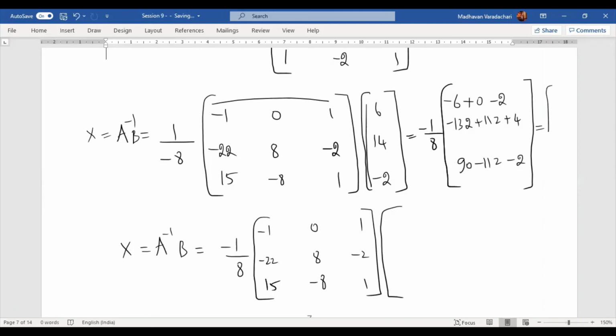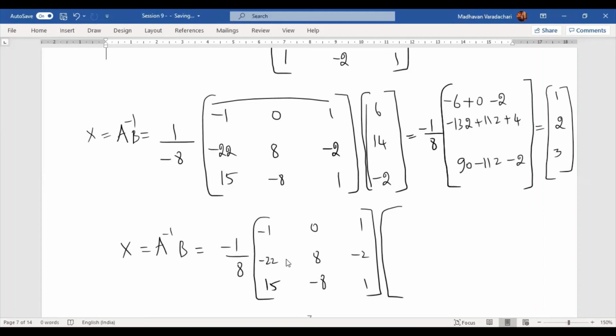This will give me directly, this is minus 8, minus 8 into minus 1 by 8, it becomes 1. This is minus 20 plus 4, it is minus 16. Minus 16 into minus 1 by 8 will give me 2. And this is 90 minus 114. 90 minus 114 will give you minus 24. Minus 24 into minus 1 by 8 will give me 3. So our x is 1, y is 2, z is 3.